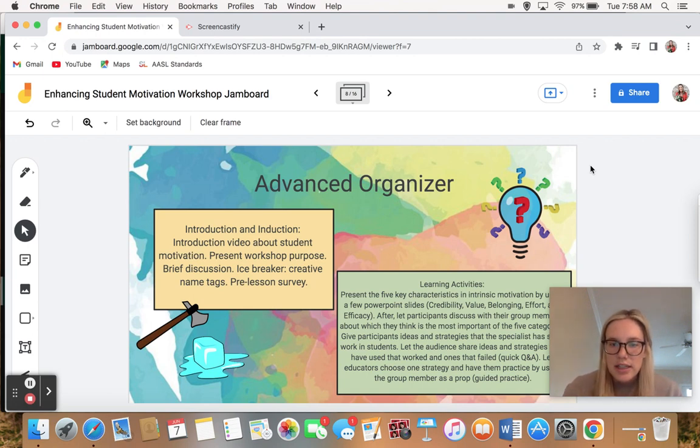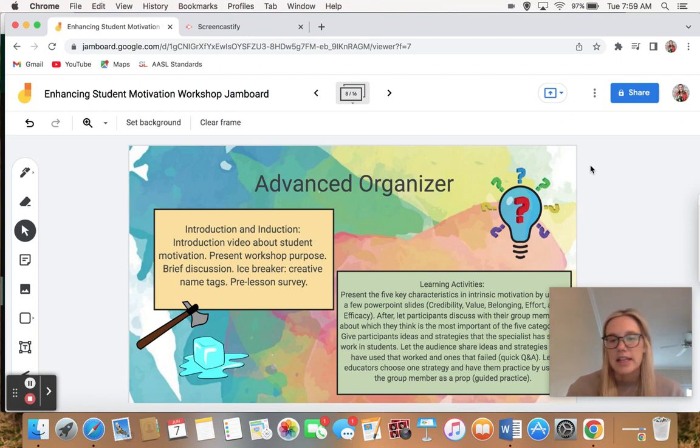This is where we're going to present the 5 key characteristics, which are credibility, value, belonging, effort, and efficacy. And then after that, we're going to let participants discuss with their group members what they think is most important of the 5 categories. And then we'll come back whole group and we'll discuss, let everybody share.